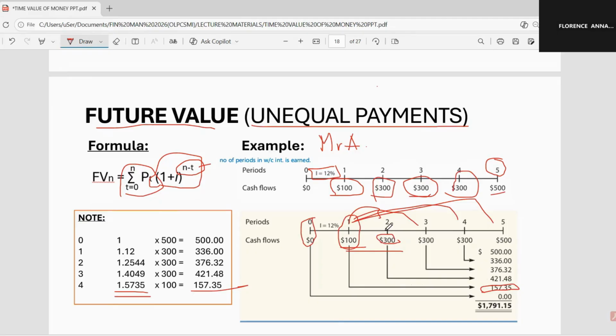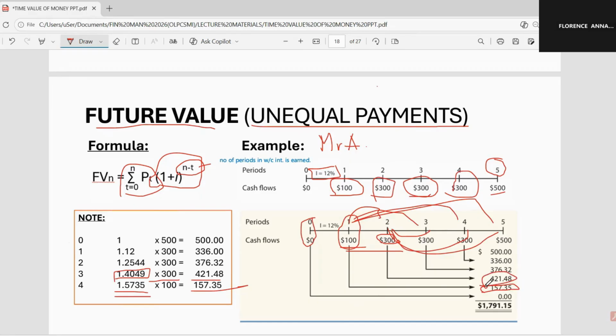Same dito. And for period 2, wherein he invested $300, ilang periods mag-earn ng interest si $300 invested in period 2? That is 3 periods, 1, 2, and 3. Diba? So, your FVIF is 1.4049, which you get by 1.12 times 1.12 times 1.12. You get 1.4049.